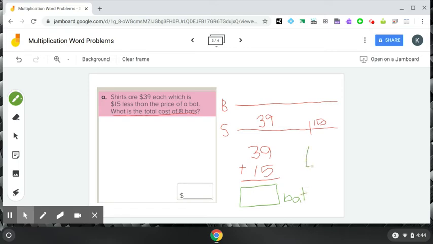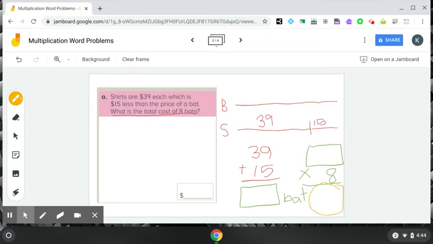And how many bats do I need? I need that times, it tells us here, the cost of 8 bats. And once I solve that problem, I'll come up with the answer that they're looking for.